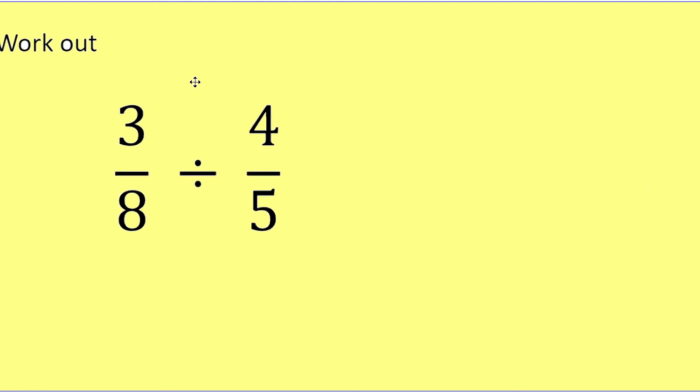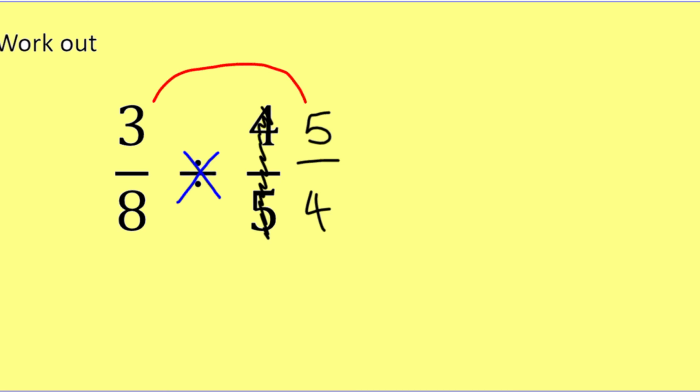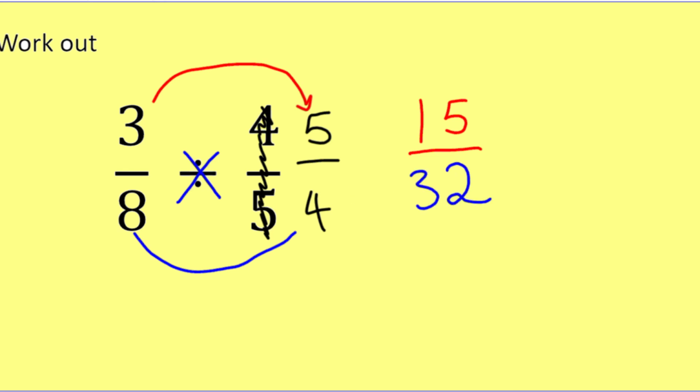Okay, once again, we keep the first fraction, we change the sign to a multiplication, and we flip these two numbers over. So that's going to turn into 5/4. So we don't need this anymore. Three times 5 is 15. 8 times 4 is 32. So 15/32.